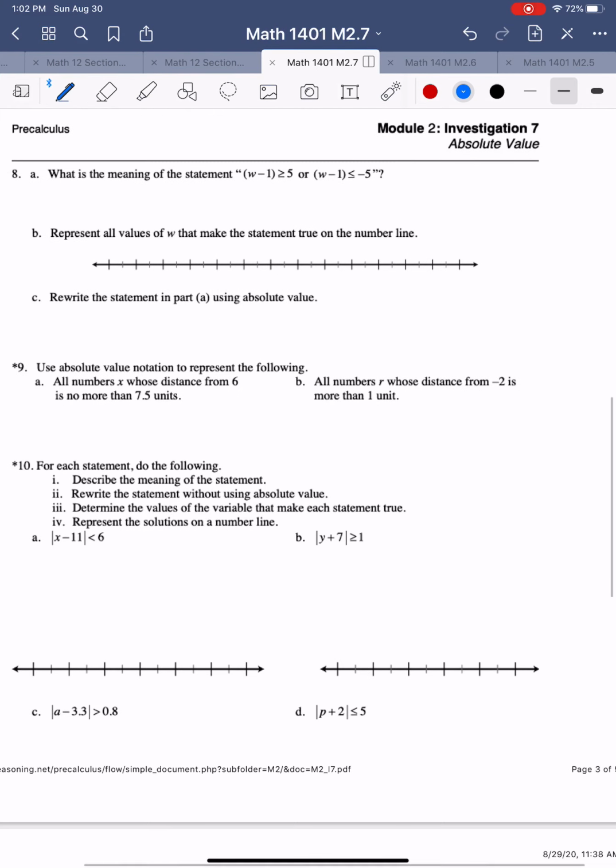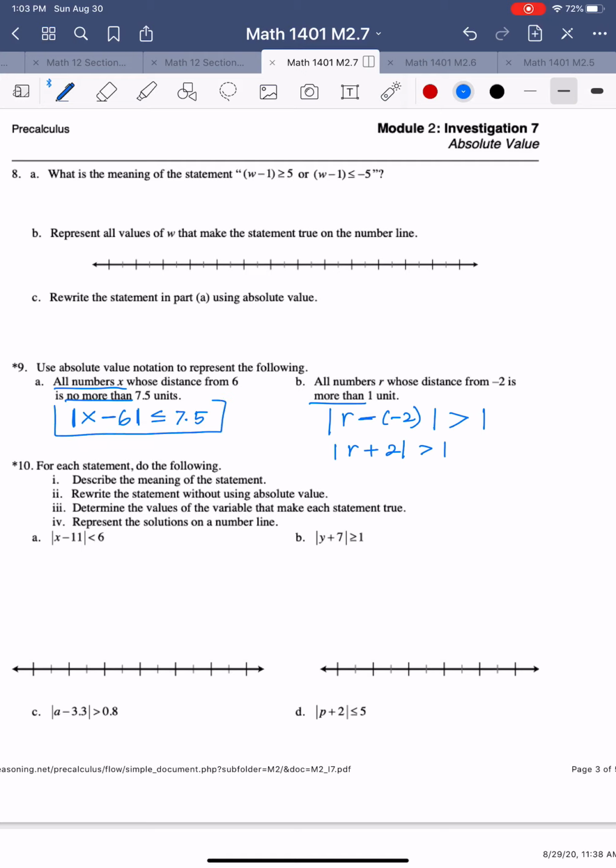And also, I want to talk about number 9. Use the absolute value notation to represent the following. All the numbers x whose distance from 6 is no more than 7.5, which means distance with the absolute value, and no more than means less than or equal to 7.5. But all the numbers whose distance from -2 is more than, which is greater than 1. If you rewrite this, the two negative becomes positive. So this is the answer for this one, and this is the answer for B. All right, that's it.